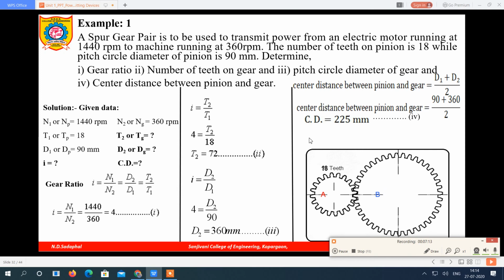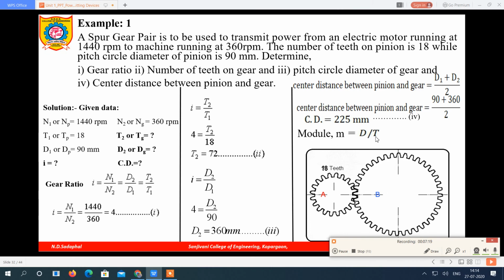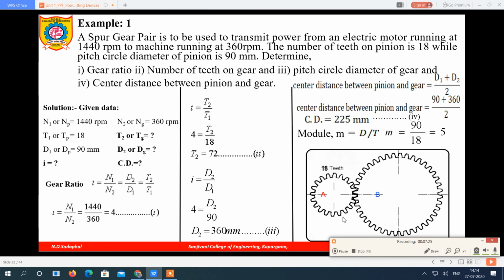Now, if in case you want to find the module, all of you know the formula of module is d by t, pitch circle diameter upon teeth. So for the module of gear A, the pitch circle diameter of gear A is 90 and teeth is 18, which equals 5. In the same way you can calculate the module for B also. It will also come to 5. The diameter of gear B, which you calculated, is 360, upon the number of teeth 72. So you will get 5. The module of A and B is always the same when they are going to mesh with each other. So this is how you can solve the numerical.